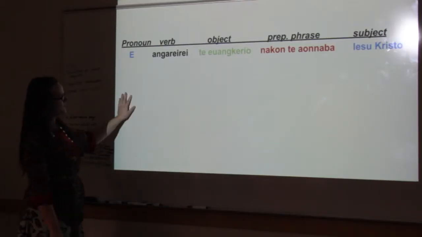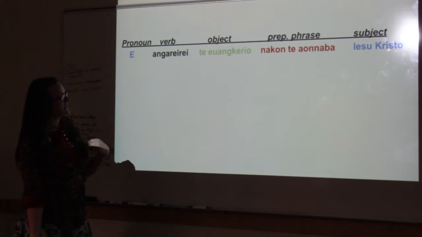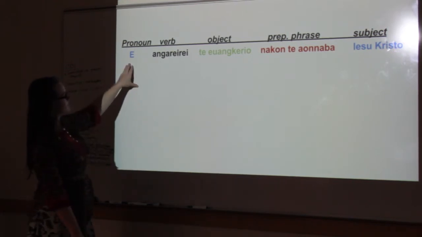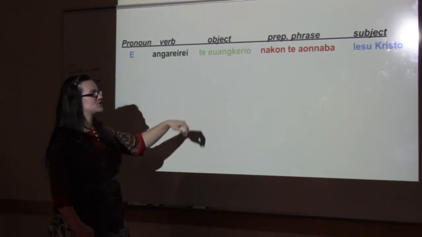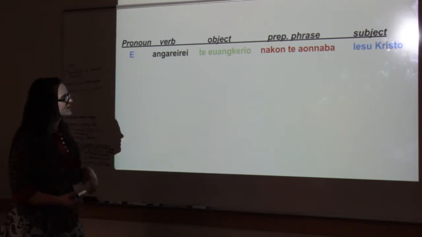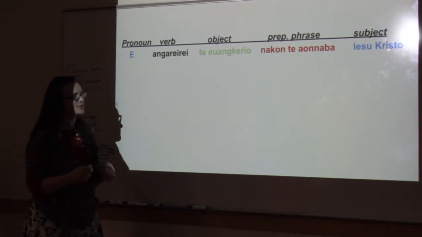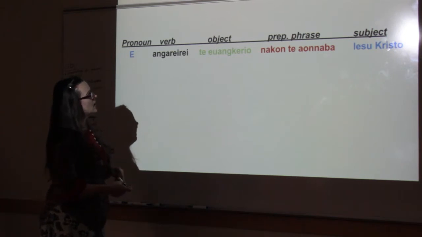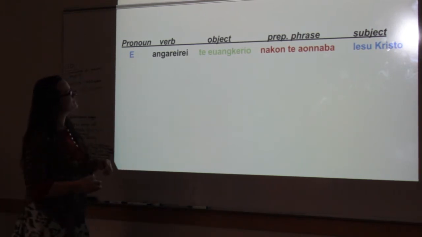So in this example, we've got a sentence that's a little bit more complicated. We have our pronoun, verb, an object, a location, and then our subject that clarifies our pronoun. This is to help a missionary understand the VAOL sentence structure.